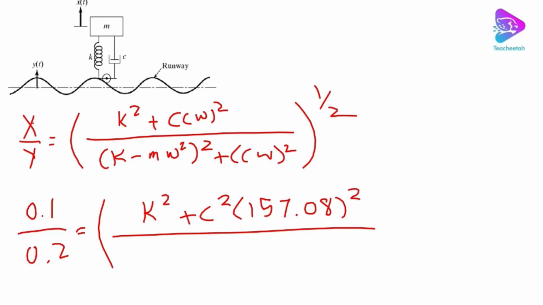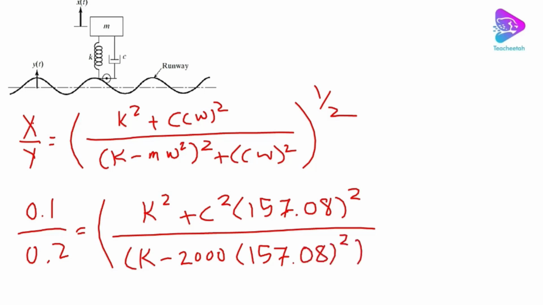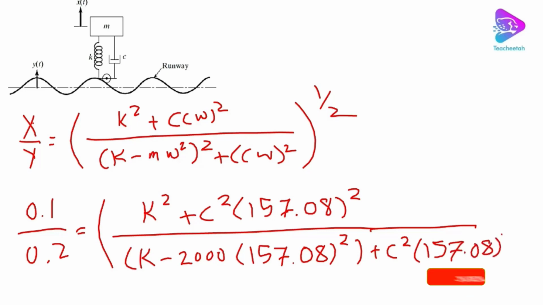157.08 squared divided by k minus the mass of the system, which is given as 2000 kilograms, 157.8 squared, plus c squared times the frequency squared, 157.8 squared, and the whole thing to the power of half.